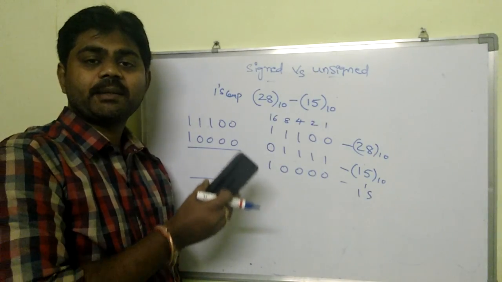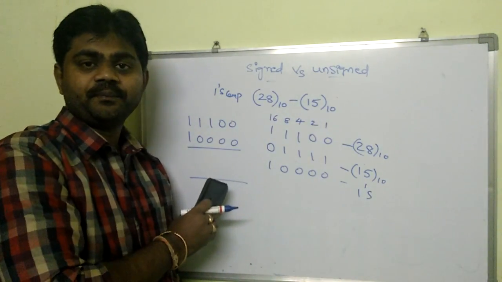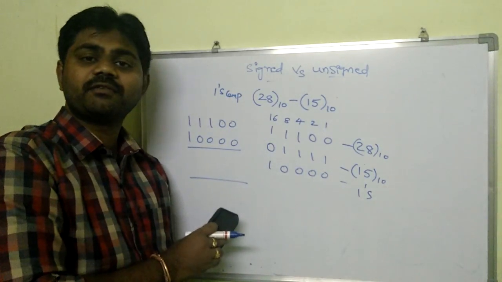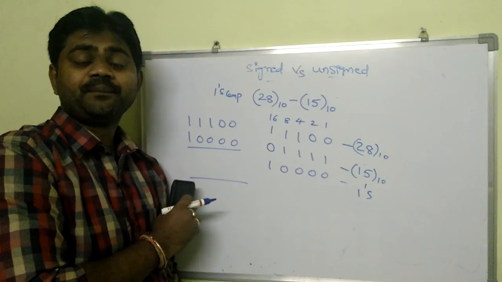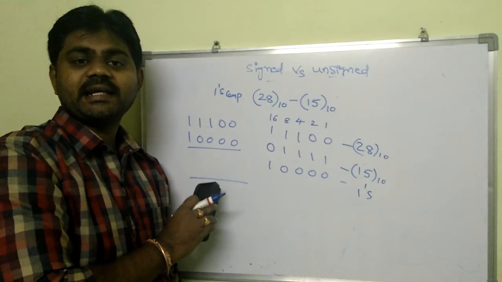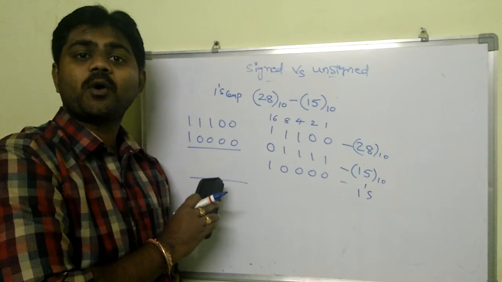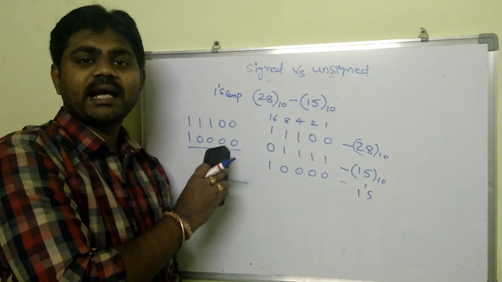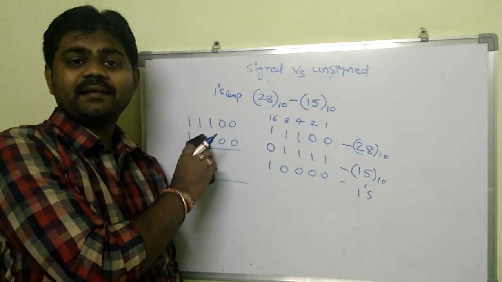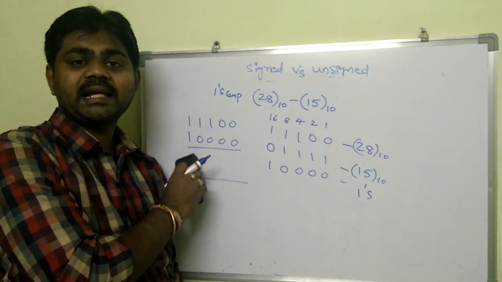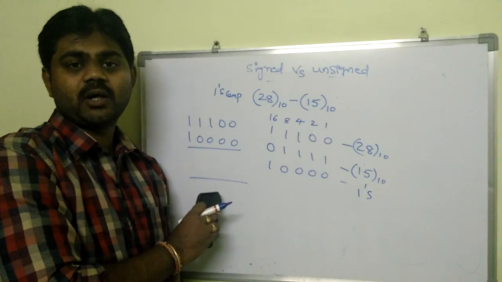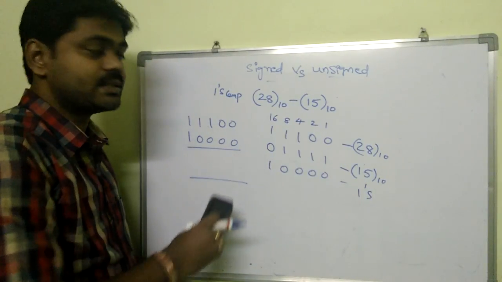So what I am doing is applying 1's complement for 15. I will add these two numbers, that is 28 and 1's complement of 15. I will get a result, right? In that result, if any carry is generated, I can clearly say that it's a positive number. And in 1's complement representation, I will take that carry and add that to the result. I will get my final outcome.